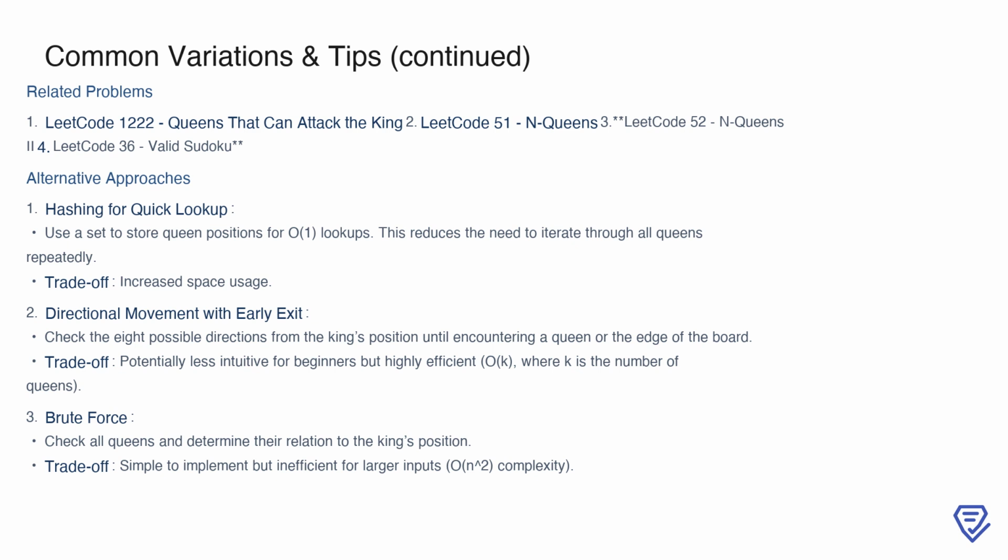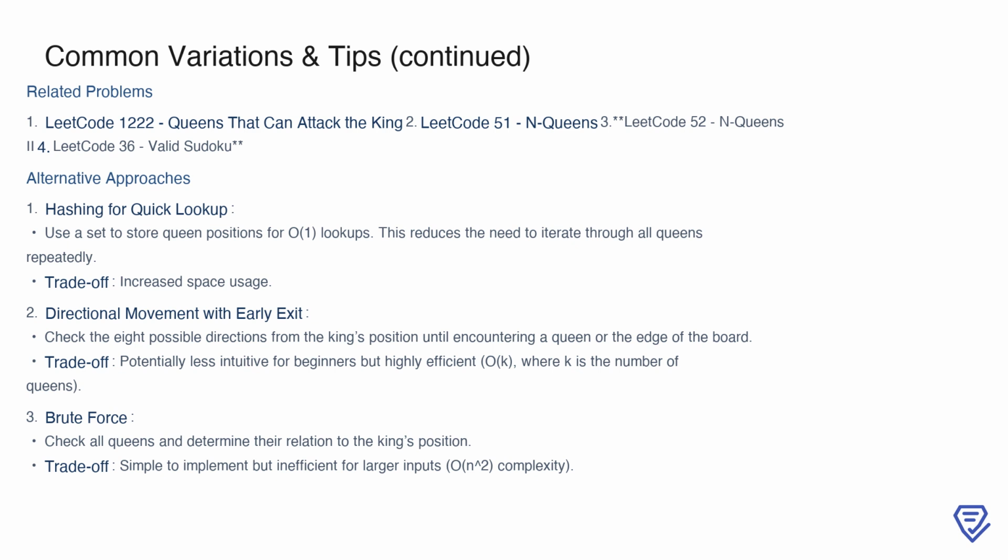In terms of alternative approaches, one effective technique is to use hashing for quick lookups. By storing queen positions in a set, you can achieve O(1) lookup time, reducing the need to iterate through all queens repeatedly. However, this approach increases space usage, so it's important to weigh that trade-off. Another efficient method involves directional movement with early exits. Starting from the king's position, you can check in each of the 8 possible directions until you encounter a queen or reach the board's edge. This approach is highly efficient, with a time complexity of O(K), where K is the number of queens, though it may feel less intuitive for beginners.